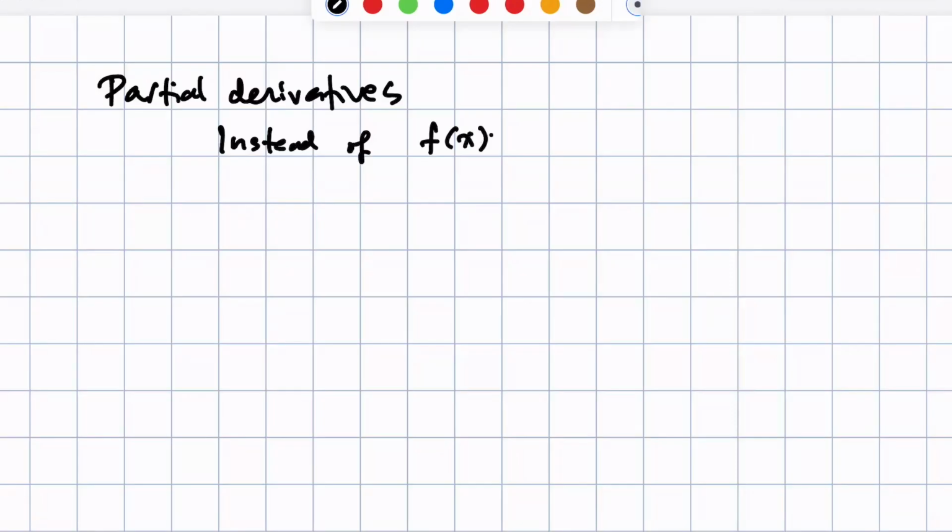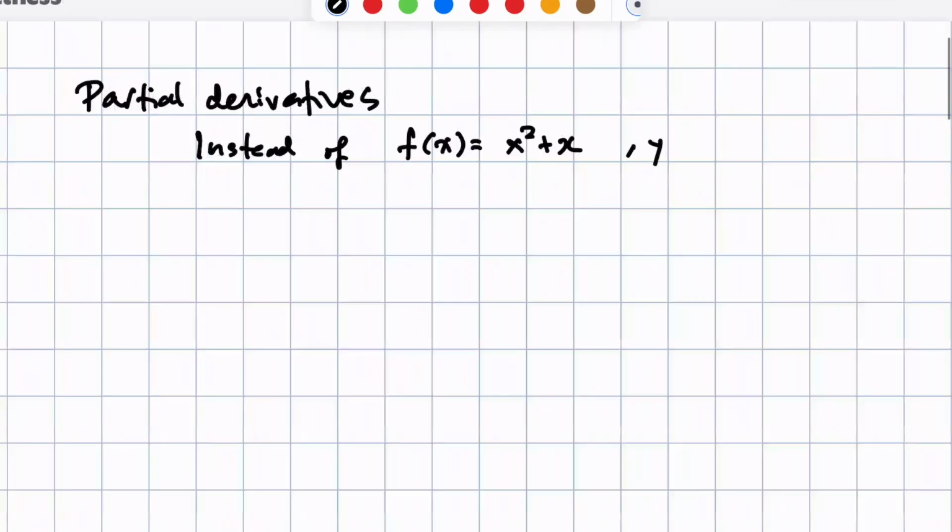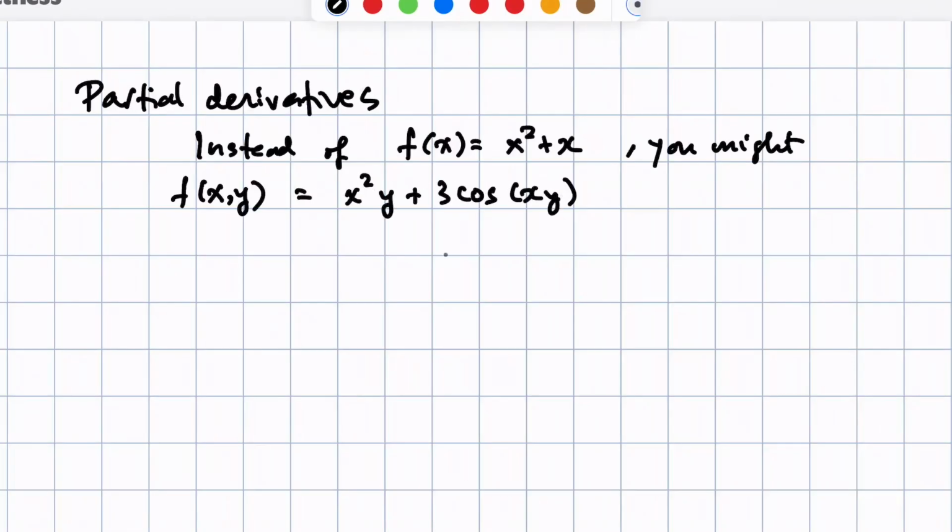f of x equals x squared plus x, you might have a f of x y equals x squared y plus 3 cosine of xy. So this is a function of two variables. For those of you who might know this notation, it takes two elements in the reals, and it gives you one element back. This is called a surface.